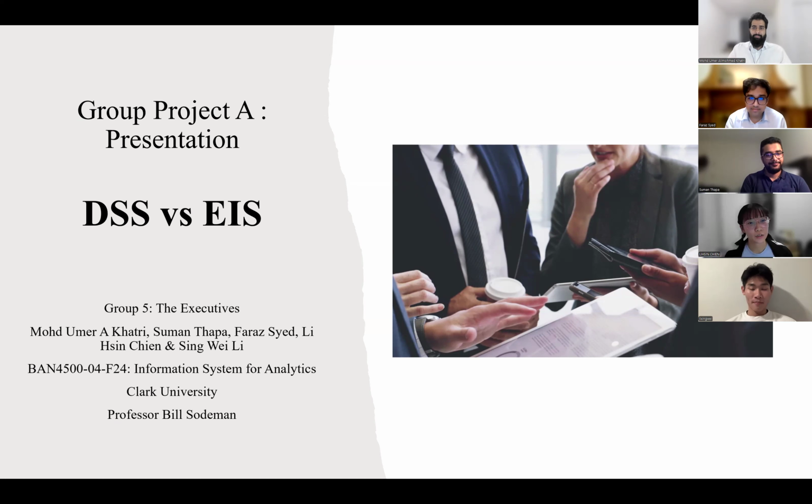Today in our group project presentation, our group is going to compare two systems: DSS, Decision Support System, and EIS, Executive Information System. We will move on through six aspects: components, functions, types, benefits and drawbacks, examples, and the last one is impacts. To introduce the first system, DSS, we'll start with Brett.